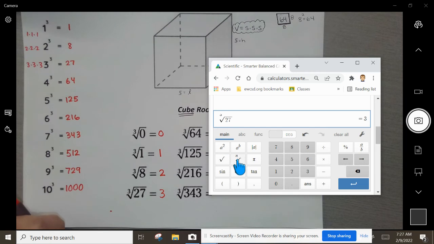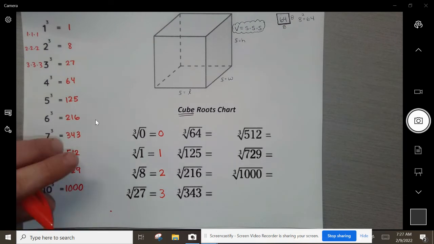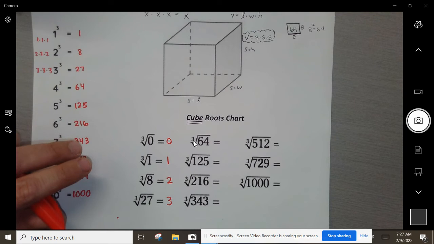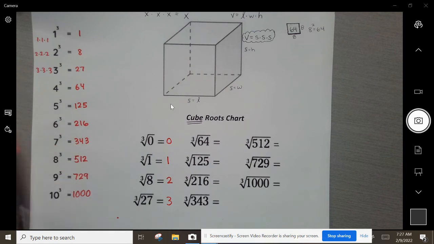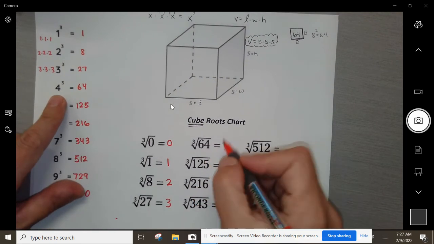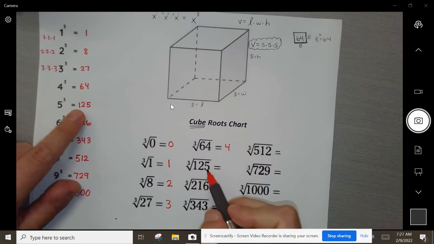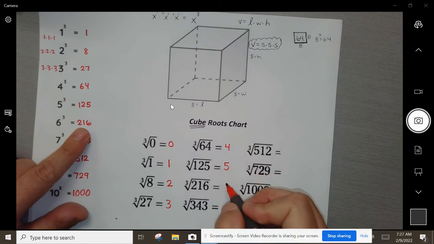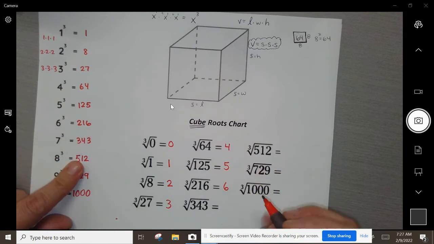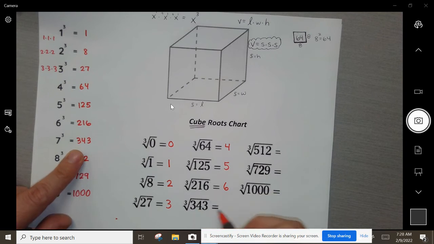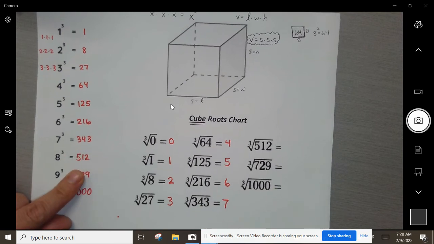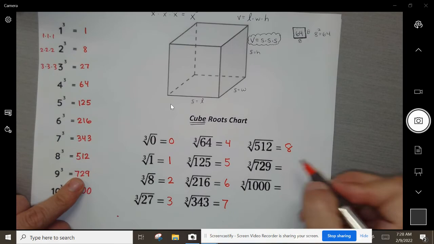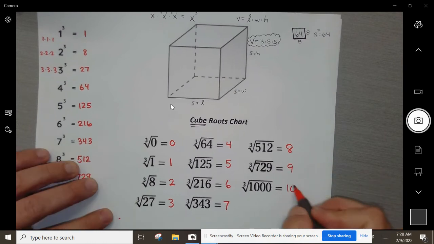I just wanted you to get good at using the calculator with these 2 buttons here because you get to use those come test time. Now, let's just look at here. The cube root of 64. That's how we know it's a cube root with that 3 on the outside. The cube root of 64 equals 4. 125 equals 5. 216 equals 6. What did I do wrong? Okay, no, this is 7. Sorry, 343 is going to be 7. 512 is going to be 8. 729, 9, and 1000, 10. Okay.